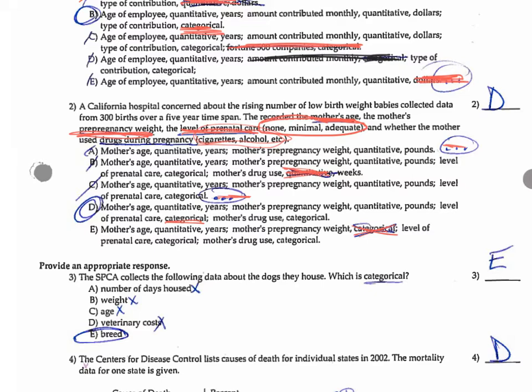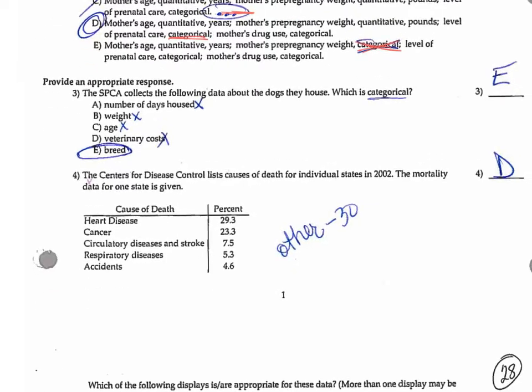Okay, which one of these is categorical? So on this next one, SPCA. So this would be a number value, that's quantitative. Weight would be a number value, that's quantitative. Age and money, those would all be quantities in numerical values. Breed is a category, such as Golden Retriever, Pug, Jack Russell, all that kind of stuff. Okay. All right, next.